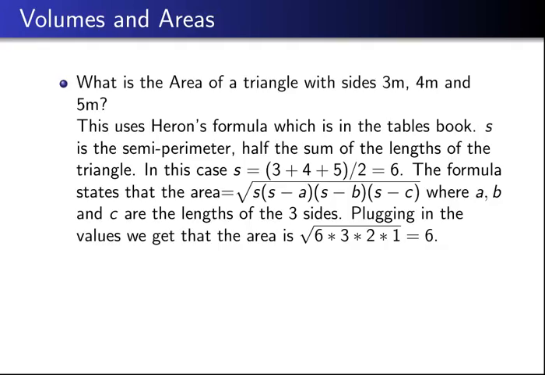So plugging in the values, we get that the area is equal to the square root of 6, since S is equal to 6, times 3 times 2 times 1. So that's S minus A, S minus B, S minus C. So 3 times 2 is 6, 6 times 6 is 36, the square root of 36 is equal to 6. Though I should have written 6 meters squared because it's the area.